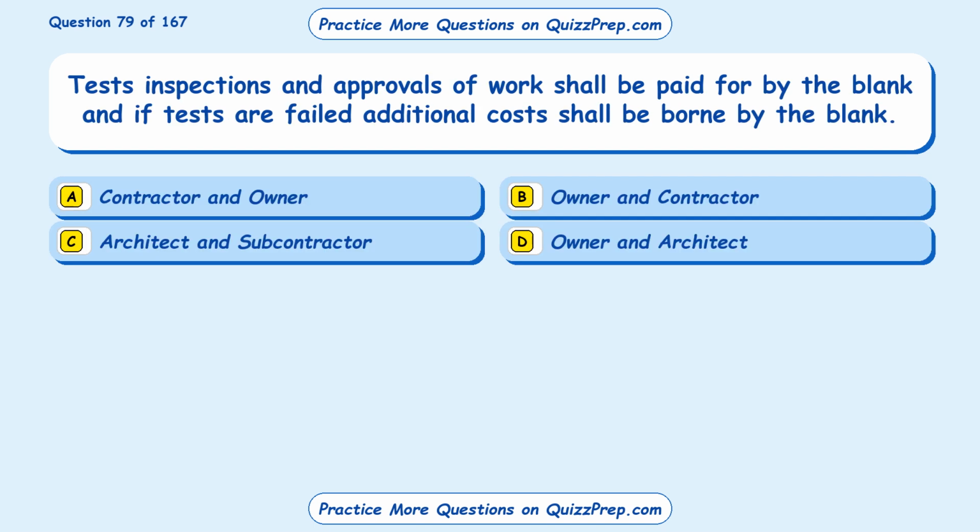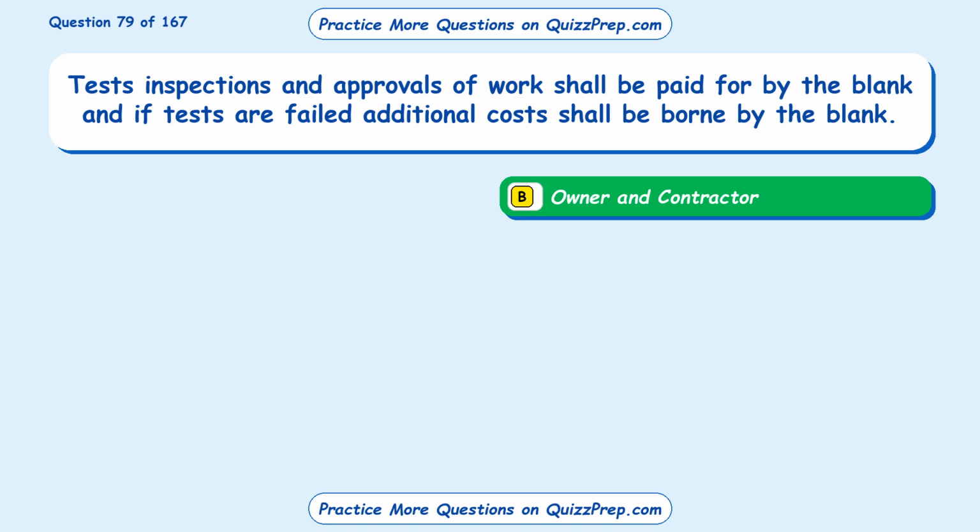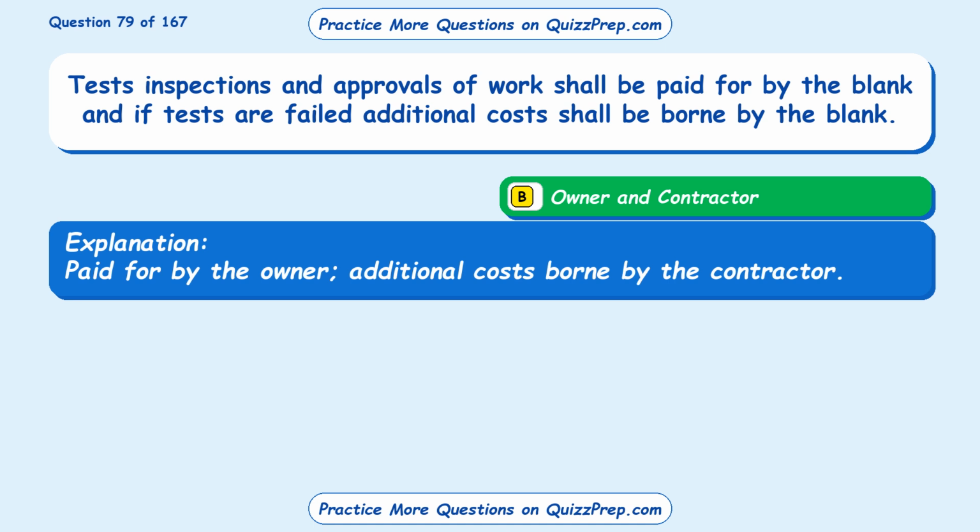Question 79. Tests, inspections and approvals of work shall be paid for by the blank, and if tests are failed, additional costs shall be borne by the blank. Option A, contractor and owner. Option B, owner and contractor. Option C, architect and subcontractor. Option D, owner and architect. The correct answer is Option B, owner and contractor. Paid for by the owner, additional costs borne by the contractor.